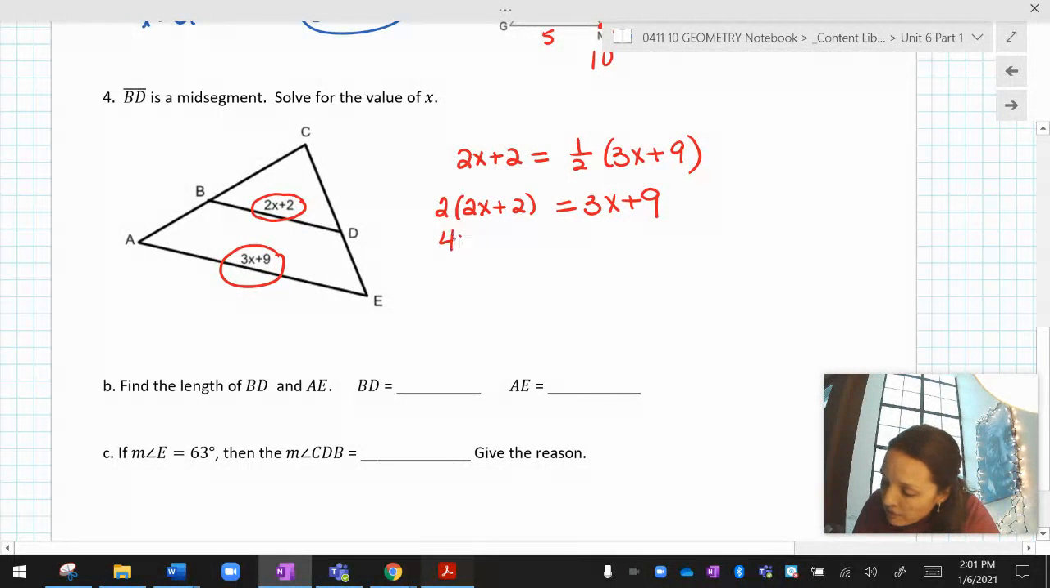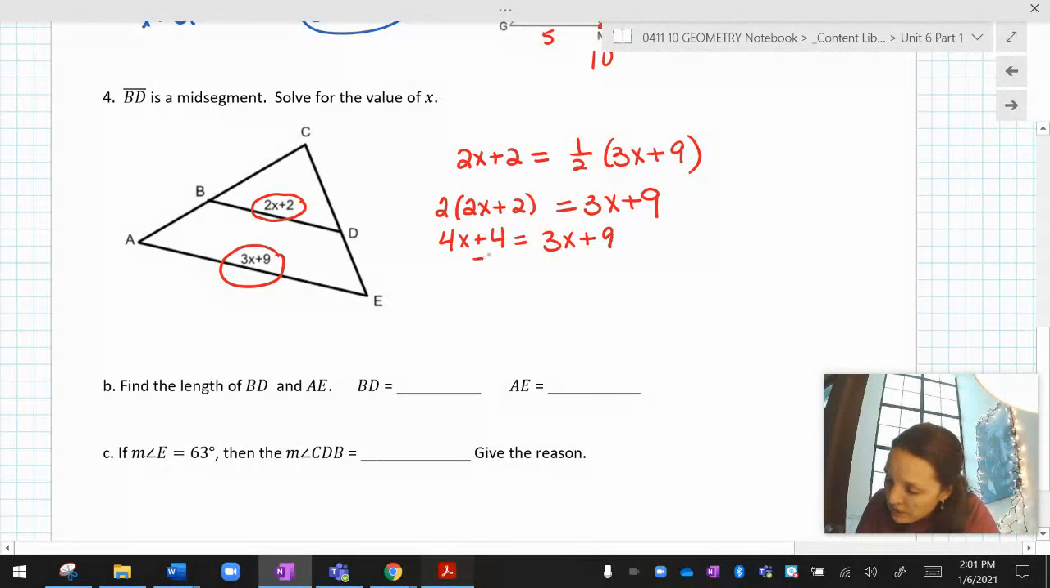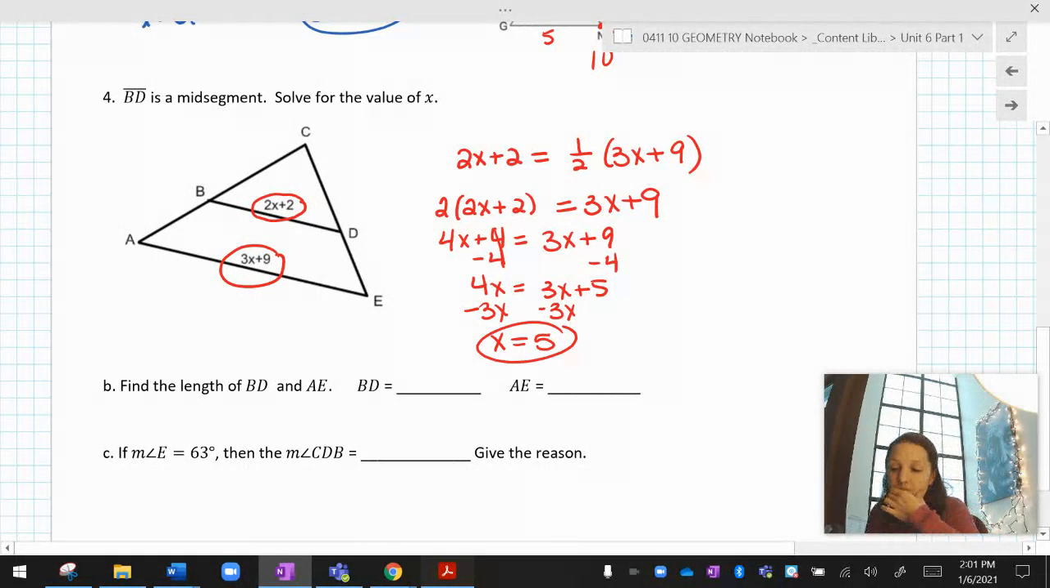So if I double the middle, I get 4x plus 4. The bottom is 3x plus 9, and I just have to solve for x now. So I'm going to subtract 4, subtract 3x, and get x equals 5. Cool. So find the value of x. Done. Then it says, find the length of BD and AE.